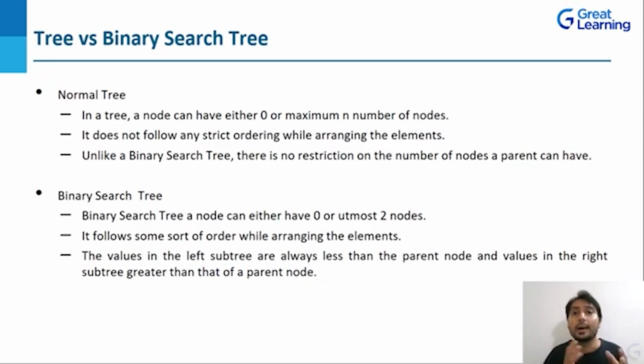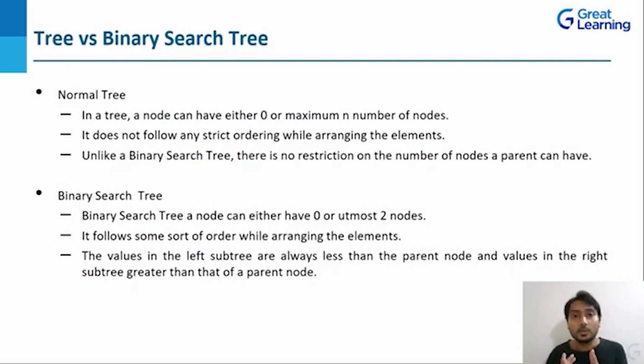Now, let's see how a binary search tree is different from a tree. As the name itself says, you can have a maximum of 2 child nodes in a binary search tree. Here also you can have 0, 1 or 2, not beyond 2. The restriction is maximum 2 child nodes. That's it. Nothing more than that. Now, unlike a normal tree, we have some sort of ordering here. We do follow an ordering in the case of a binary search tree, but that is not the case in a normal tree. So here we have some sort of arrangement in the case of a binary search tree. Now consider there is a root node.